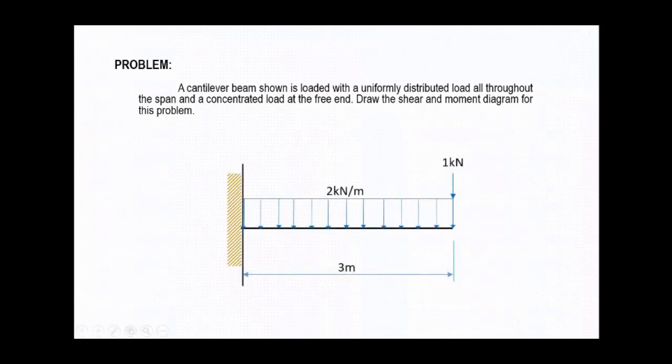At the left we have a fixed support. So this fixed support has three reactions, or unknowns: horizontal and vertical direction, and moment. Then it is loaded with 2 kilonewton per meter all throughout the span. So the beam is 3 meters long. Then at the right end, the free end, there is a concentrated load of 1 kilonewton.